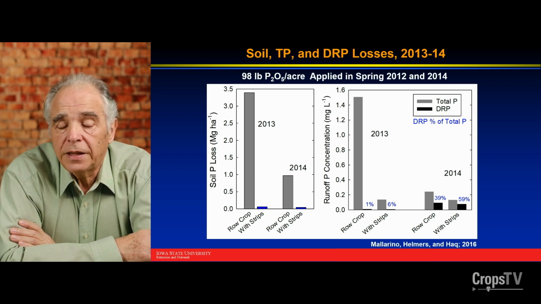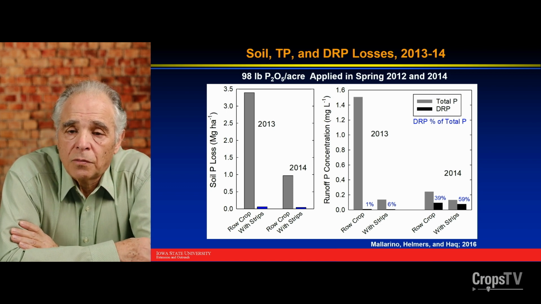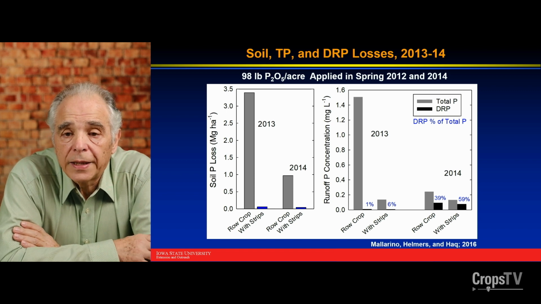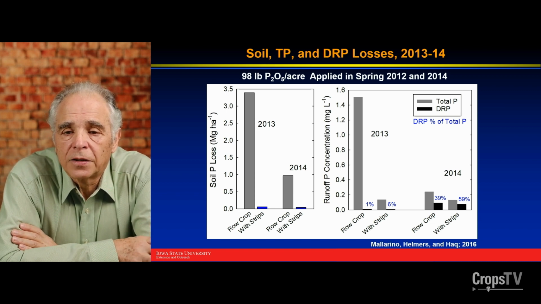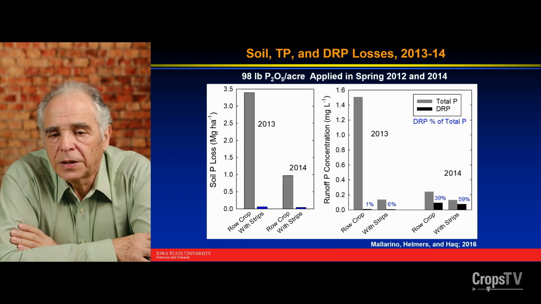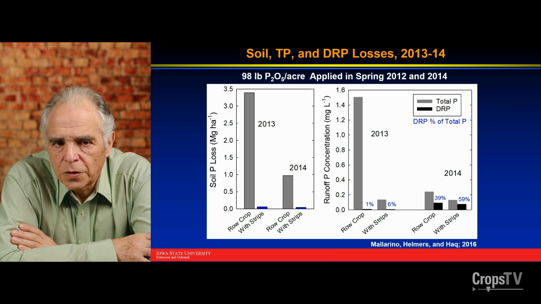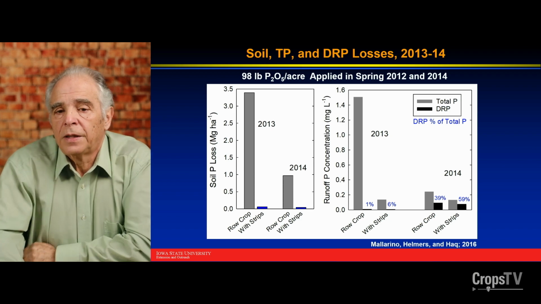However, in 2014, the reduction was relatively important too, but we see there that the dissolved P was 39% of the total P for the row crop and almost 60% with the strips. So definitely the strips reduce soil loss, reduce total P loss of particulate P, but do not reduce the dissolved P in the runoff.